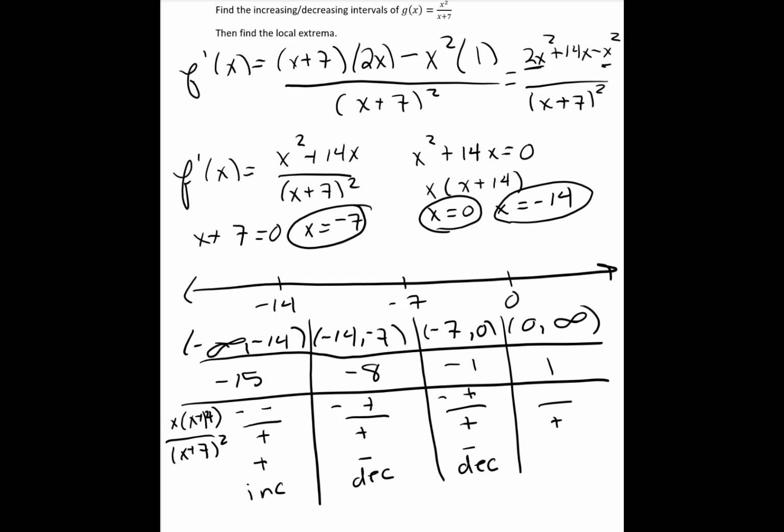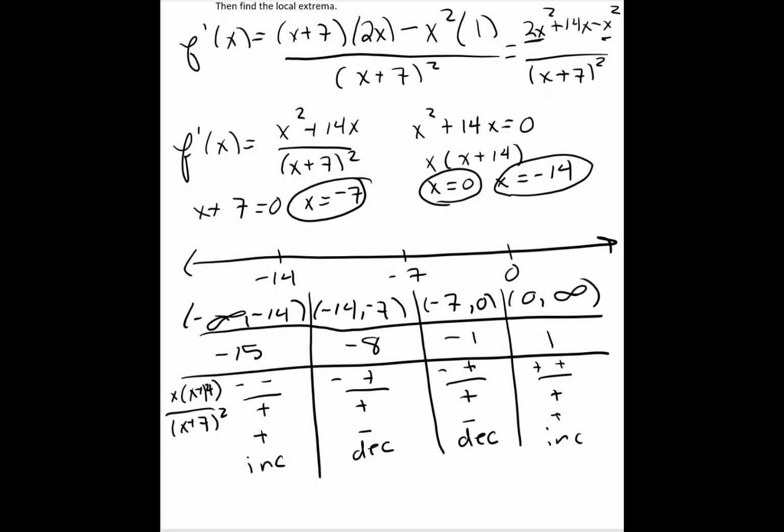Last one, 1 is positive. 1 plus 14 is positive. All positives, positive, that's increasing. So we can see from negative infinity to negative 14, it was increasing. Negative 14 to negative 7, decreasing. Negative 7 to 0, also decreasing. 0 to infinity, increasing.